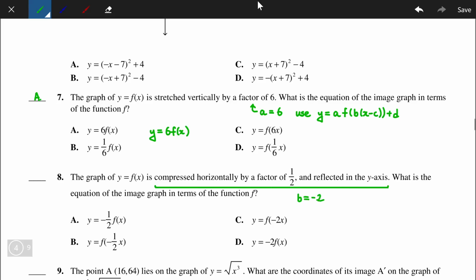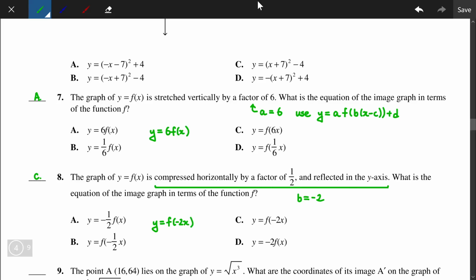-2. Since the reflection in the y-axis is a horizontal reflection, b is negative, and if we compress a graph horizontally by a factor of half, the b value is going to be 2. So combined is going to give us a b value of -2. So in this case, the correct choice is C, just like in the previous question, in that we followed the changing of a, b, c, d for the corresponding transformations.